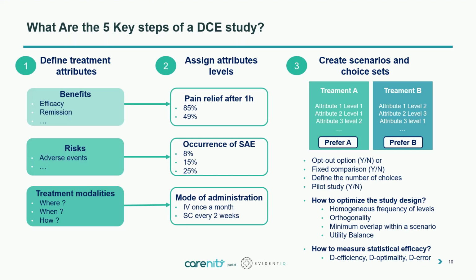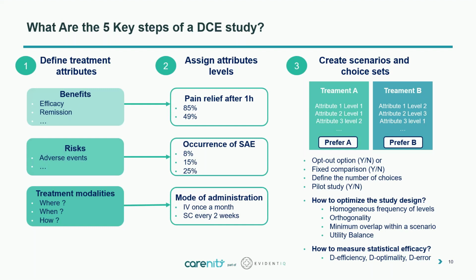To create the experimental design, it is important to follow as much as possible 4 criteria. First, orthogonality, meaning that there should be a minimal correlation between different attribute levels. Then, each attribute should appear approximately an equal number of times in the DCE.